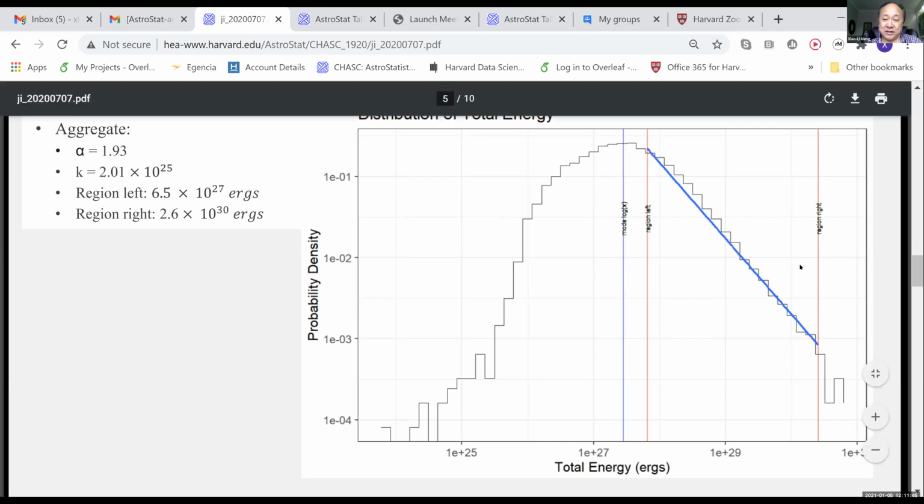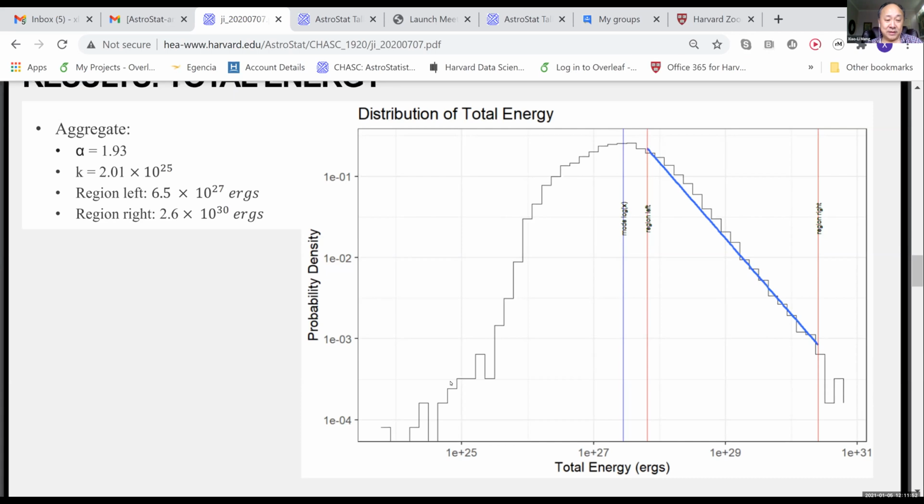The reason you don't see that before the power law is because a lot of the flares you don't get to see them. So it's a missing data problem. The missing data problem is that, let's say, if you have lots of very low energy flares, they don't get observed. Either they're too faint or because other high energy flares mask them.